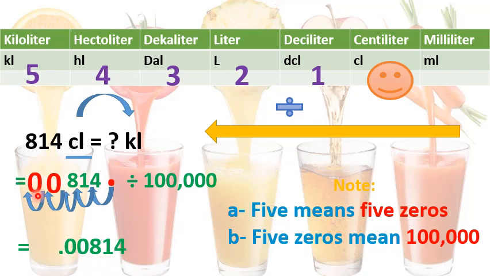0.00814. So these are the 2 zeros that we placed, and this is the rest of the number. Okay, so shall we keep the number like that, 0.00814? No. What are we supposed to put? We're supposed to put a 0.